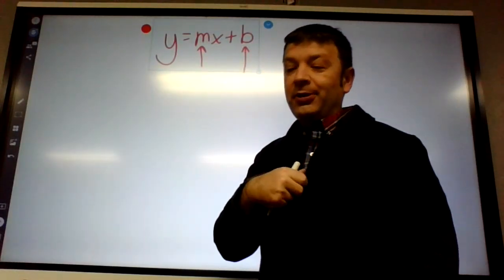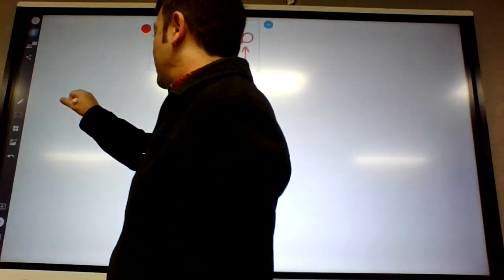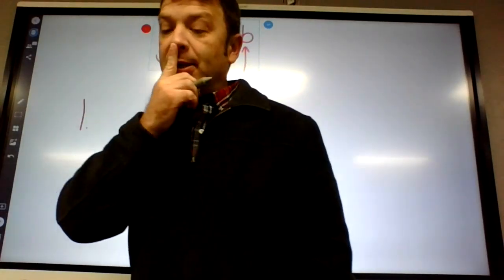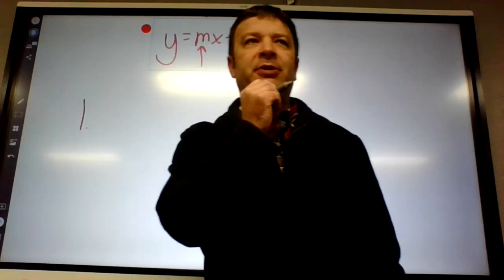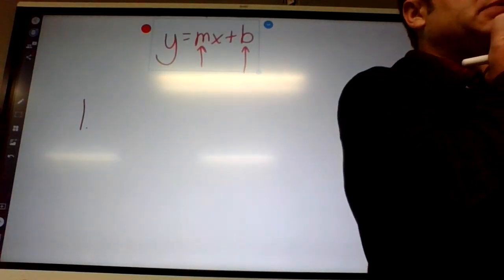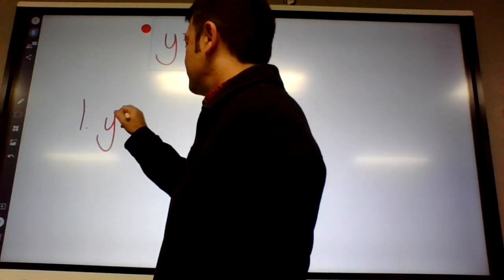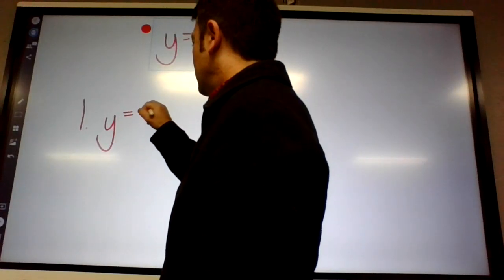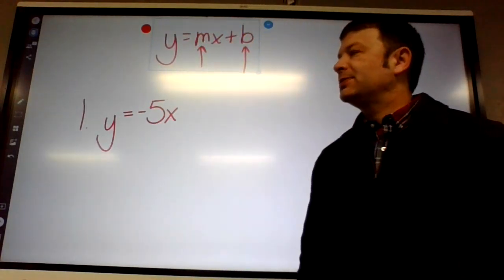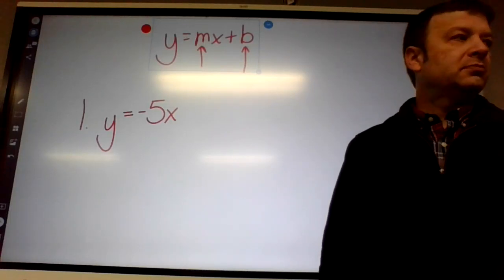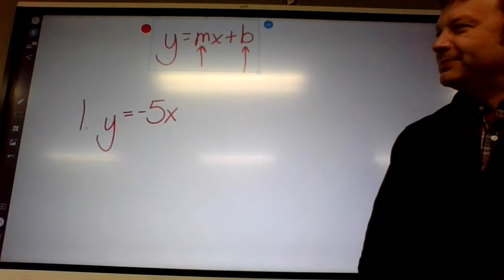Okay, we are not graphing today, we're writing equations, so that's why I don't have any graph paper out. On number 1, it says m equals -5. What do you think that means? The slope is -5, so guess where I'm going to put that? Right in front of the x.